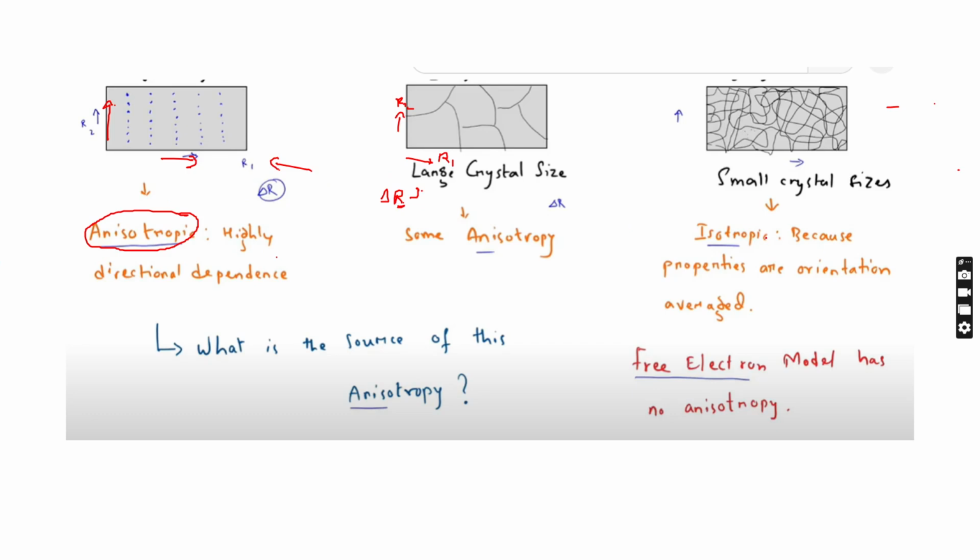When we discussed the free electron model, there was no anisotropy, because there we discussed the conductivity, which is Ne squared tau by m. Here there is no directional term. So whatever we discussed with free electron theory is for an isotropic system.